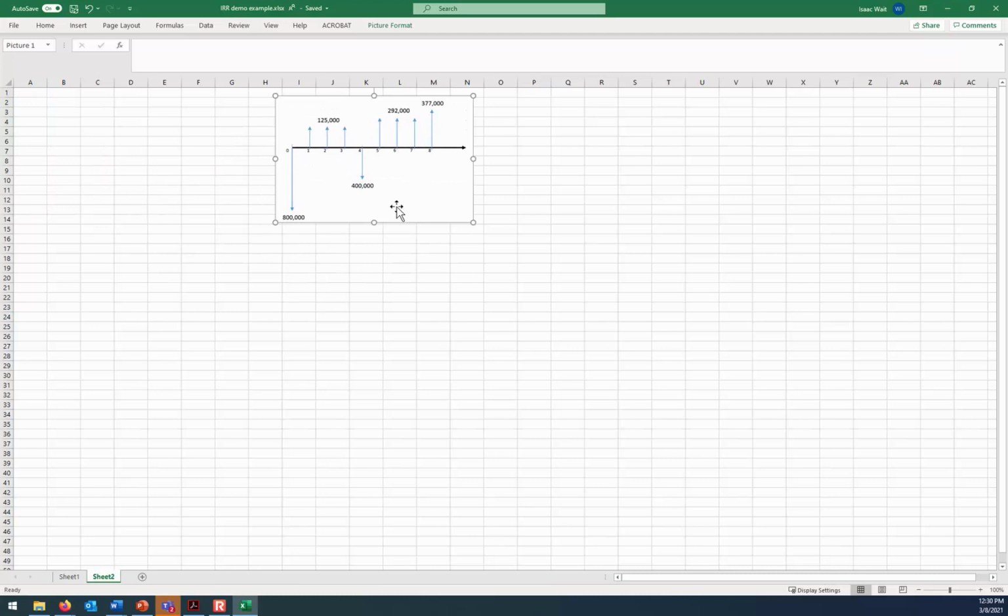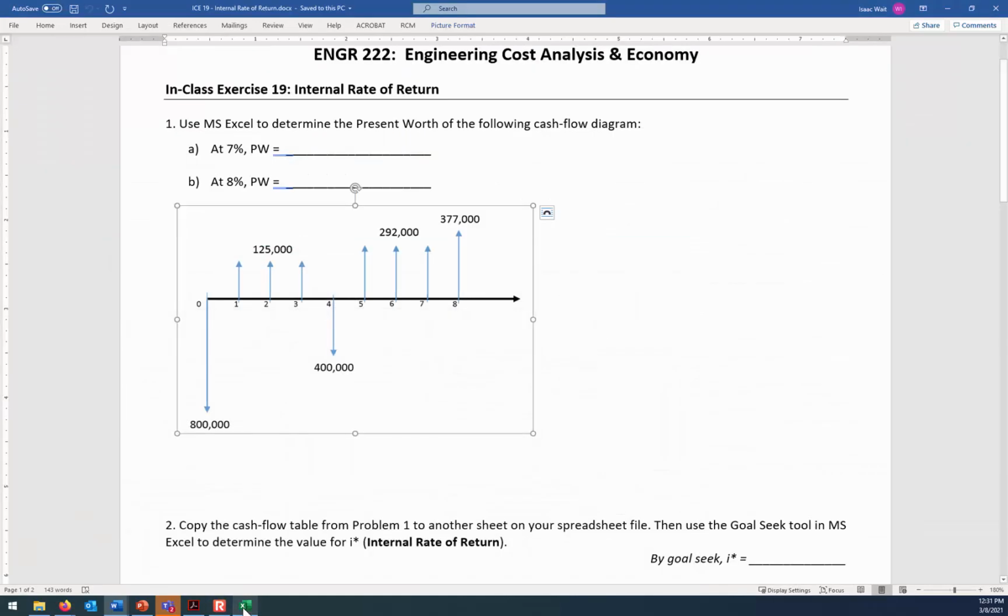And so what you're going to have is, well, first of all, up here, of course, we have some cell where we put the interest rate. And then you have year, amount, PV of amount. And then we want to find out what is the present value at 7% and what's the present value at 8%. So at 7%, what you should find is that it's positive. At 8%, you should find it's negative.